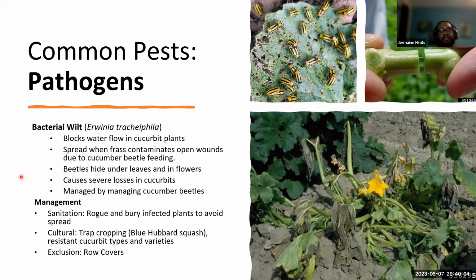Some of the ways to manage this, sanitation includes roguing and burying infected plants. That way you can avoid any further cucumber beetles chewing on the leaf and spreading that to a healthy plant. There are cultural approaches. So for example, trap cropping. So that involves luring cucumber beetles away from your cash crops or your valuable plants. There's exclusion methods. So things like row covers can prevent cucumber beetles from accessing the plant, but you have to remember to take away the row cover to allow the flowers to be pollinated.